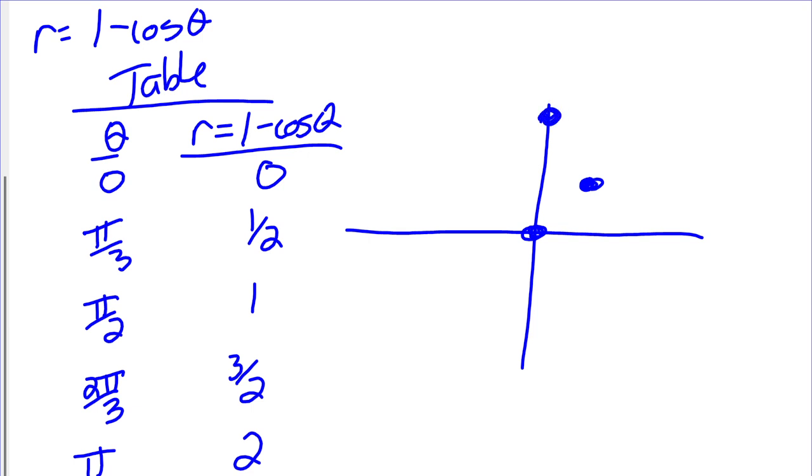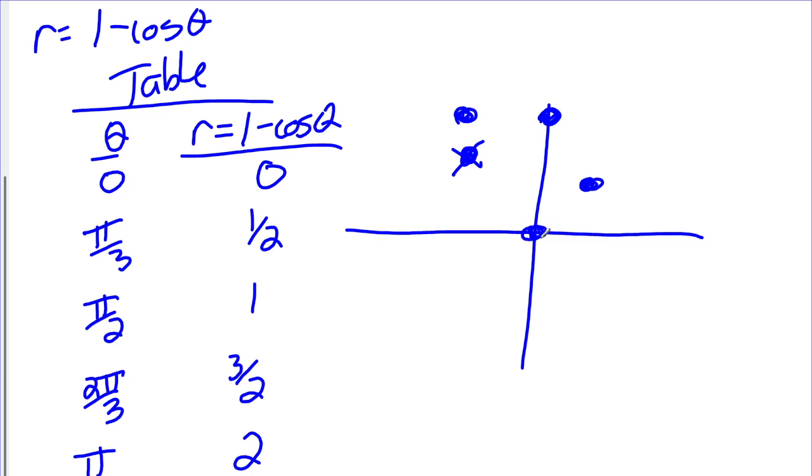At 2 pi thirds, which is 120 degrees in the second quadrant, we're going to get a point, and that value is bigger than 1, so that's 3/2, so we're moving back out. And then we're going to get a value that's bigger than 1, so maybe more out here.